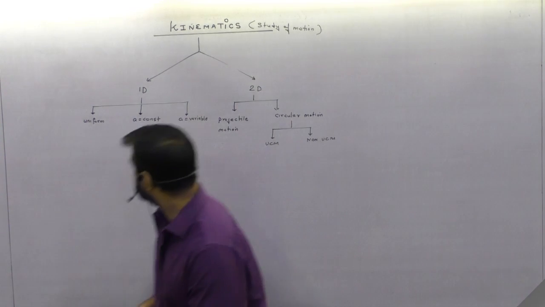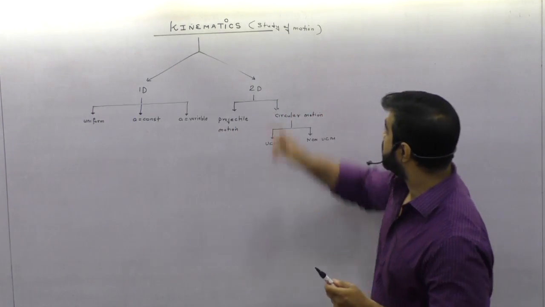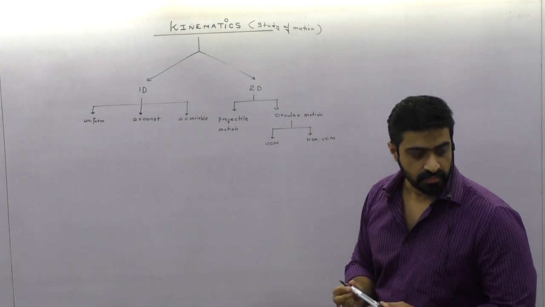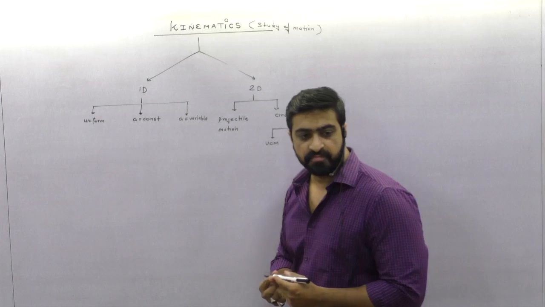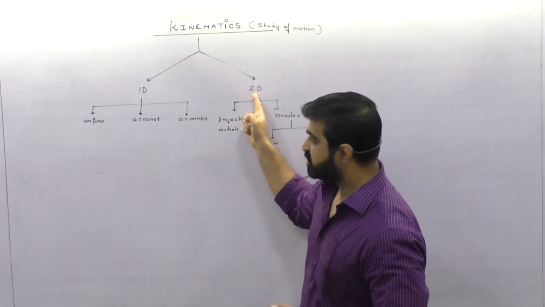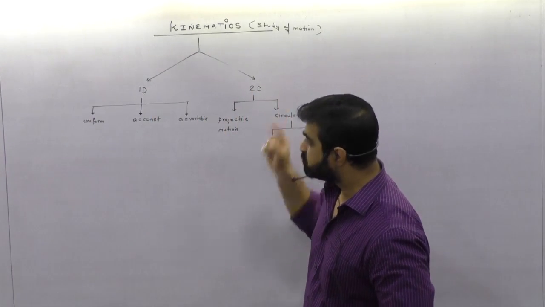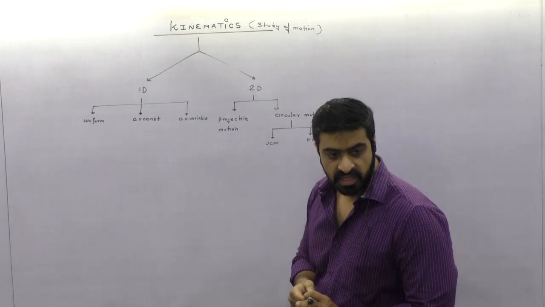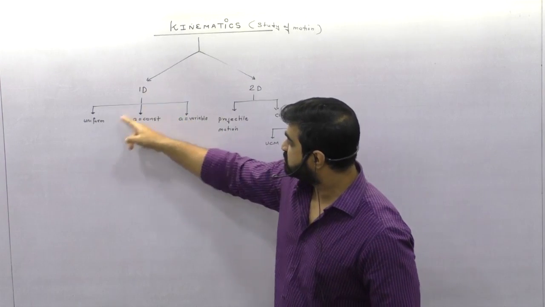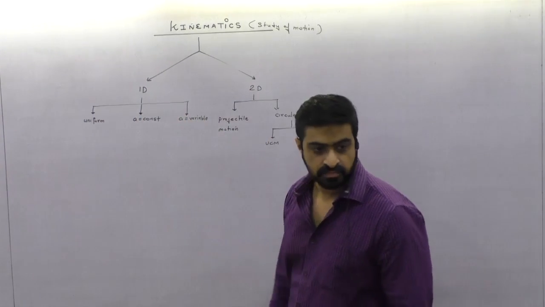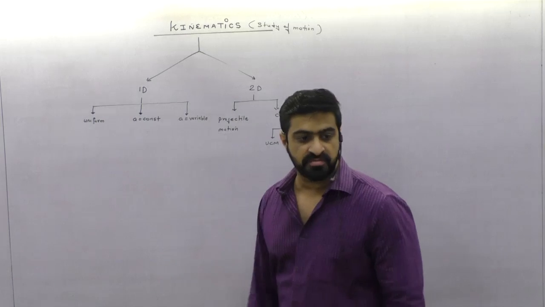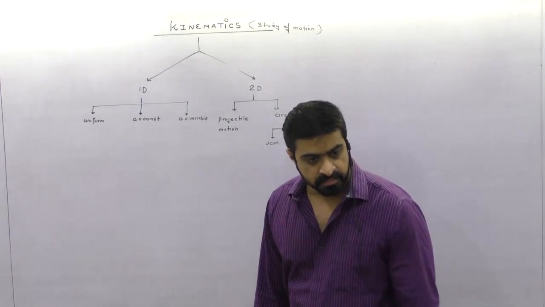Okay, so we are starting with kinematics. That means study of motion. In our portion, we have 1D and 2D. That is one-dimensional motion and two-dimensional motion. In one-dimensional motion, I have divided this into three categories. That is uniform motion. Uniform motion means uniform speed, uniform velocity.